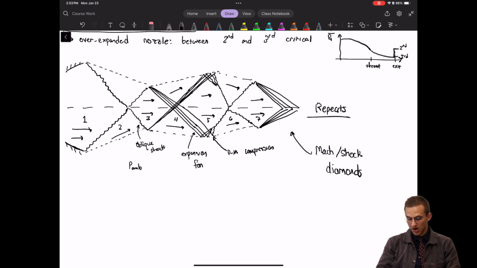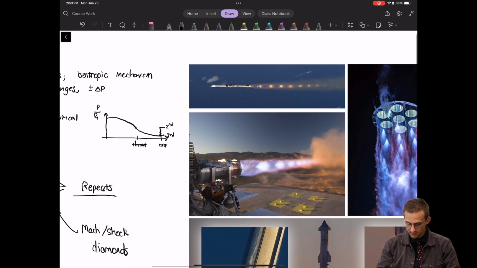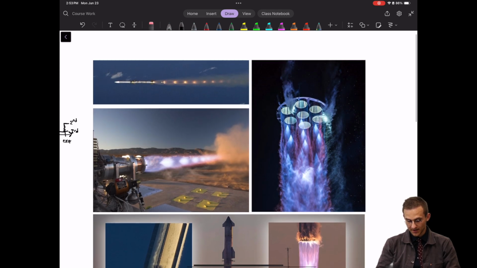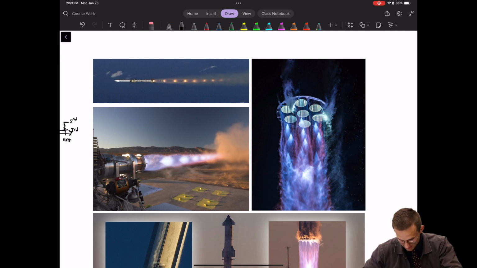But yeah, so you get this Mach or shock diamond structure that continues, and this is actually something that you can observe quite readily on tests, and also in rockets that are, like I said, operating. They're just taking off, or in this image on the bottom left, this is a rocket motor on a test stand, and you can see that Mach diamond structure.